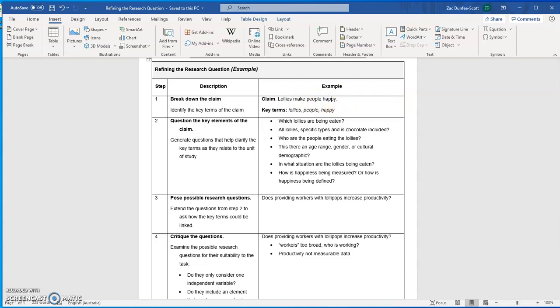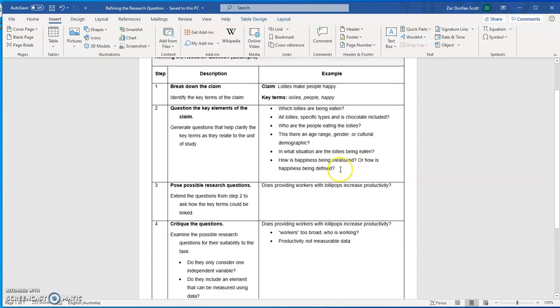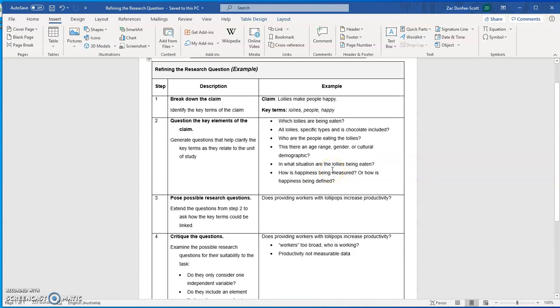So when relating this back to the claims that you're doing, if anything is broad and it's not defined there, then you can take it any way that you want. So in this situation, how is happiness being measured? How are we defining happiness? How do we know if it's making someone happy or not? How do we put a tangible rating on the happiness of someone? These are all questions which break down the key points of this claim.